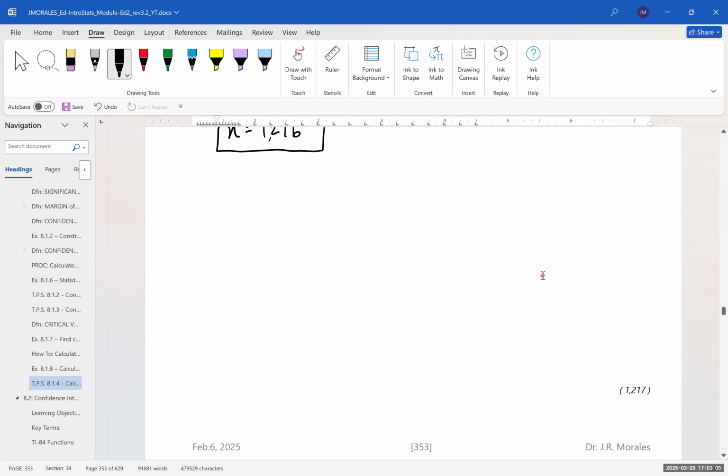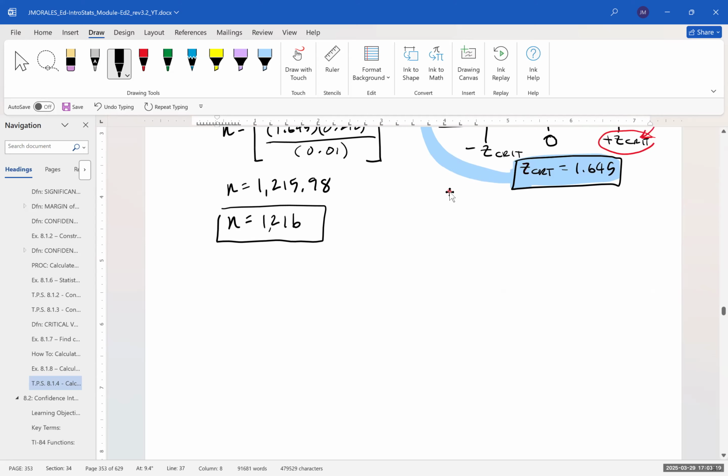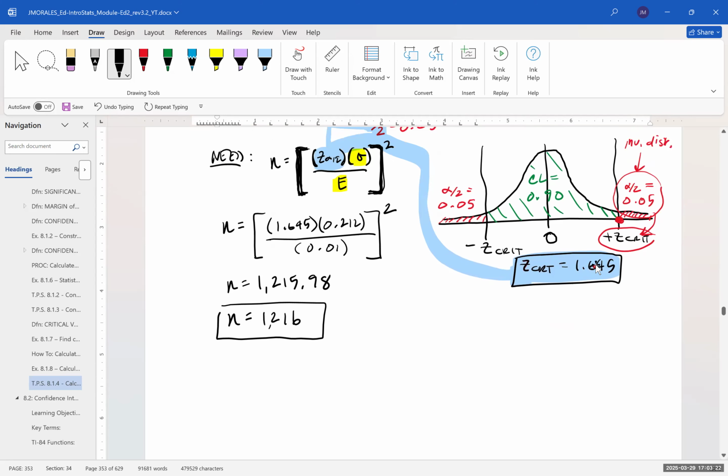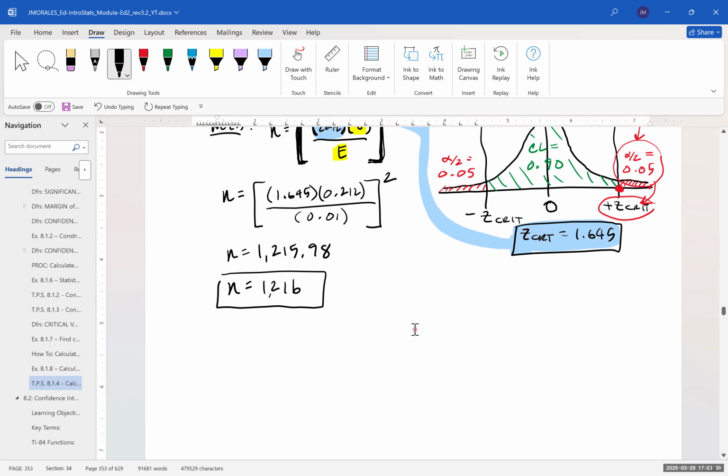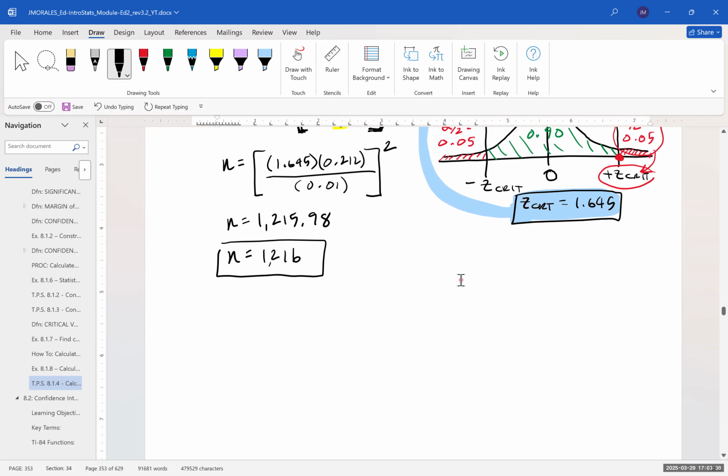And okay, that's a little off from what I had before, but I think I was using a rounded value. So you can see how rounding during your calculations can change your answer a little bit. I think I had used 1.645 in this calculation originally. And that put it off by one, which is enough to get the answer wrong, right? Okay, so we'll put 1,216.